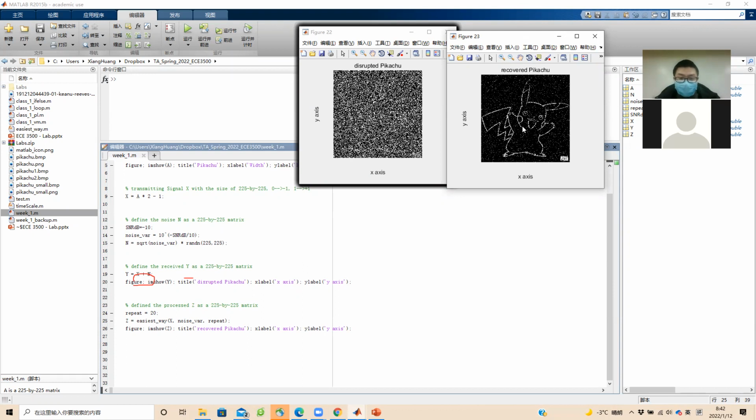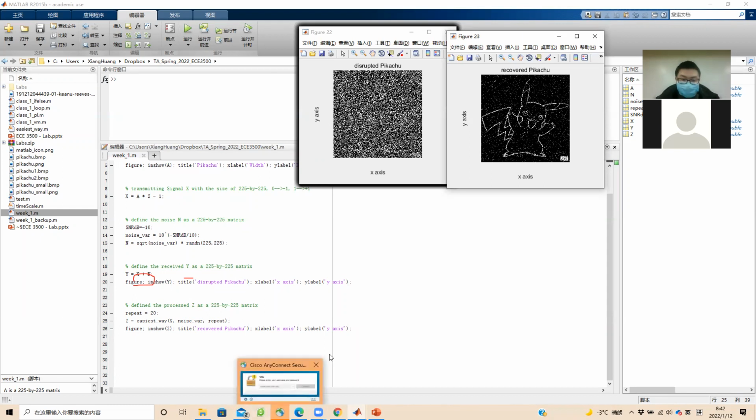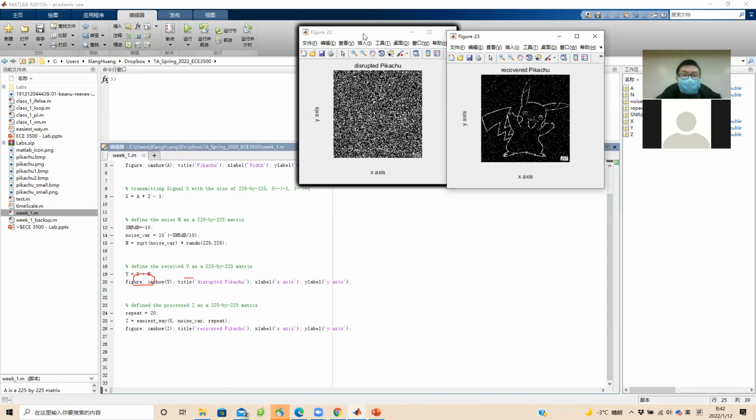Our noise is random, and it follows some distribution, actually the Gaussian distribution. Do you remember I did some modulation? I changed the 0 to be -1, and changed the 1 to be +1.